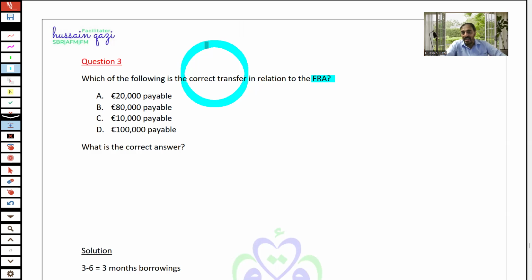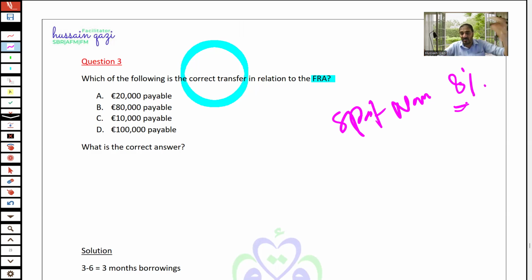For example, here, now the spot is 8. It's an example, not about this question. And I have a risk that interest rate will increase. I have made a contract of FRA at 10%. So what does that mean? That I have locked the 10%. If interest rate increases by 10%, the bank will compensate me.